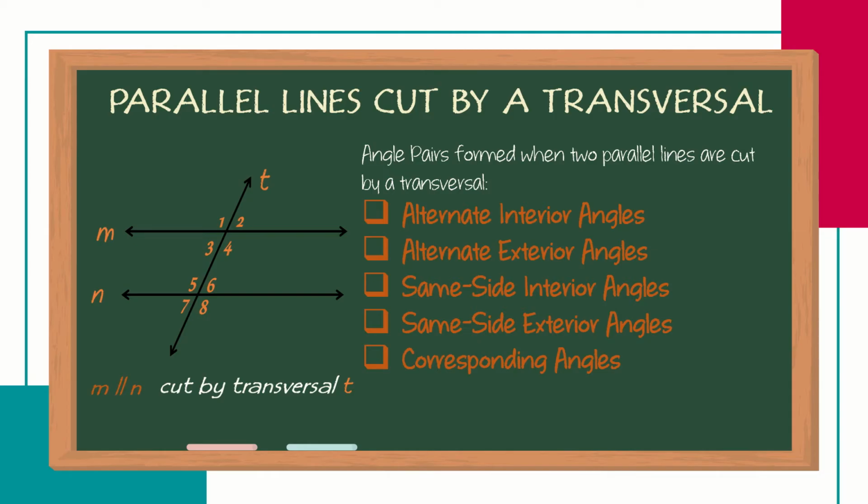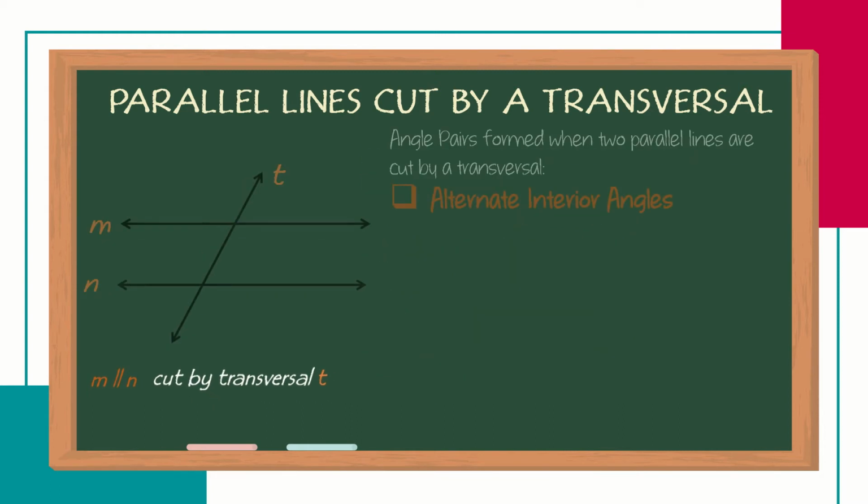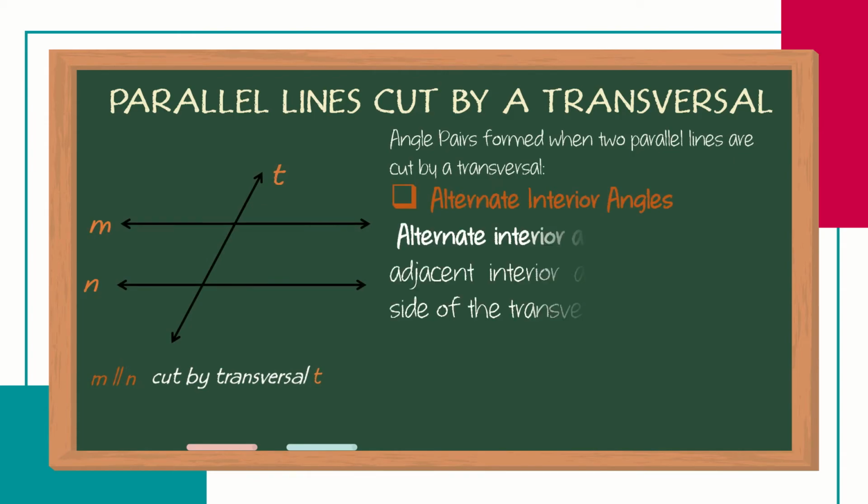The relationships between angle pairs formed by parallel lines cut by a transversal are stated in the following postulates and theorems. Let us start with the alternate interior angles. The alternate interior angles are two non-adjacent interior angles on opposite sides of the transversal. Using the same illustration, if M is parallel to N and cut by transversal T, we have the pairs of alternate interior angles: angle 3 and angle 6, and angle 4 and angle 5.